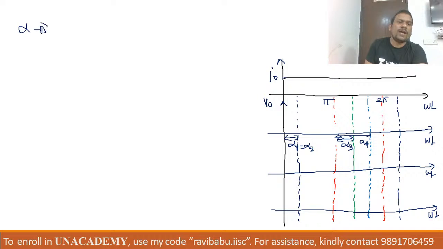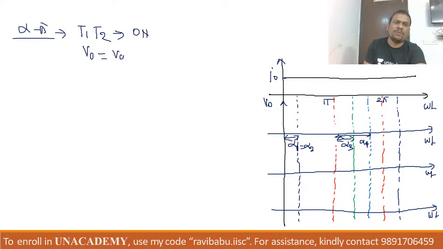In the range of alpha to pi, T1 and T2 are on naturally without any controversy. If T1 and T2 are on, then V naught will be VAB. Hope it is clear to everyone. Very nice Jiten, it is absolutely correct. So V naught is equal to VAB.